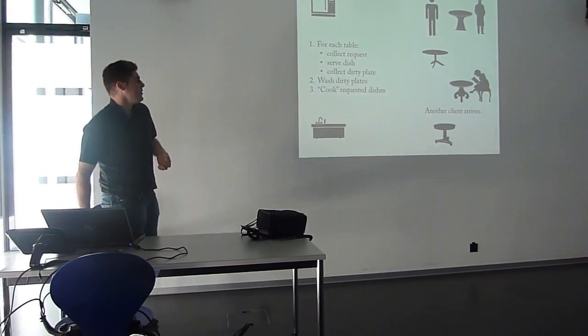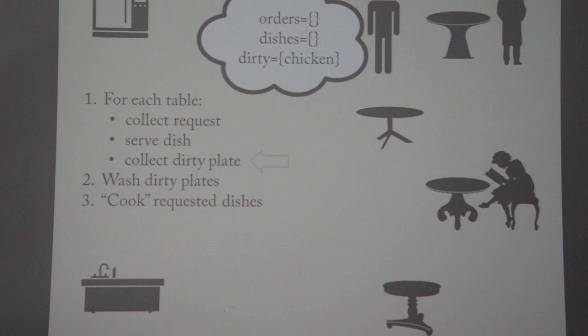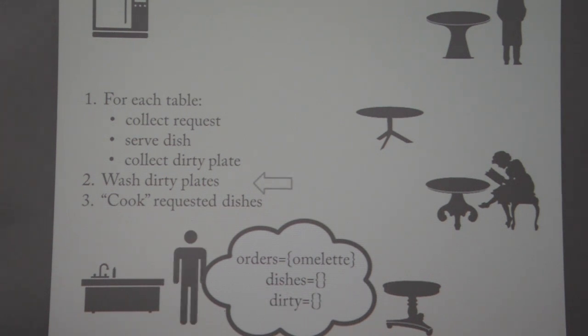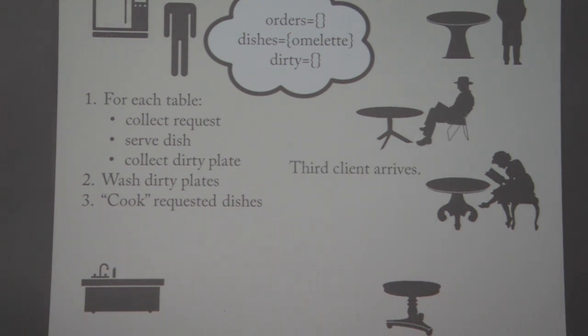And then what happened next after this client was served is that another client arrived. So when the other client arrived, he collected the dirty plate, which was the chicken, walked down here, collected the request, which is an omelet in this case. He served the dish. He didn't have anything to serve at this table, nor something to collect. So he washed the dirty plates. Now his dirty set is empty. Then he walked up there to the microwave, converted the omelet into a dish, and served it, and so on. But then the next thing that happened is that the third client arrived, one more.